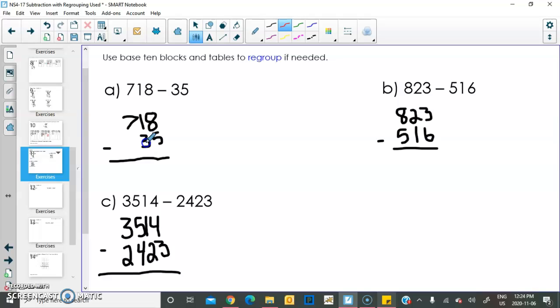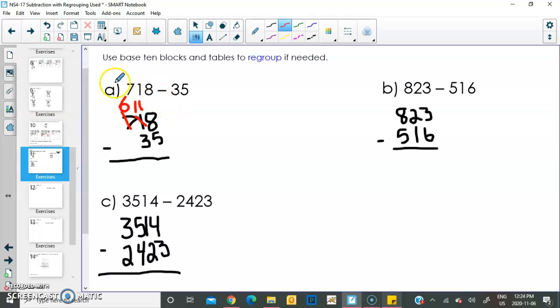No. So I need to regroup. So I am going to regroup 100 as 10 tens. So I need to take 100 away. So 7 minus 1 is 6. Okay. Now remember, 100 equals 10 tens. Okay, so I'm going to add 10 tens to this already existing 10. So 10 plus 1 equals 11.